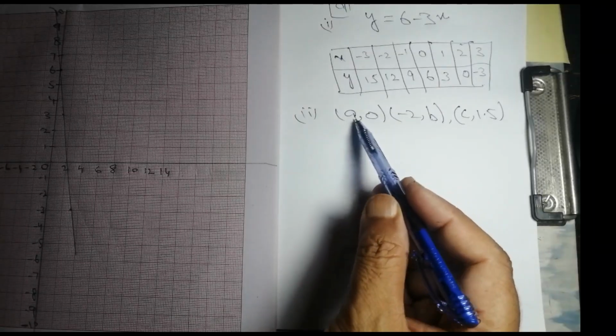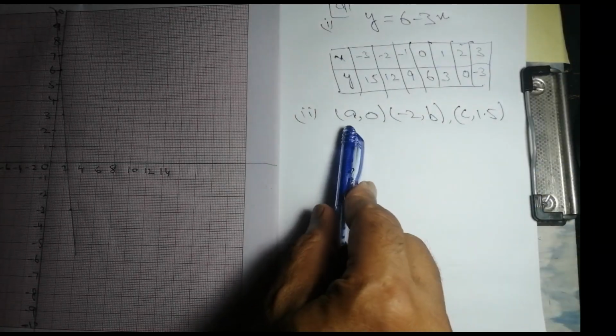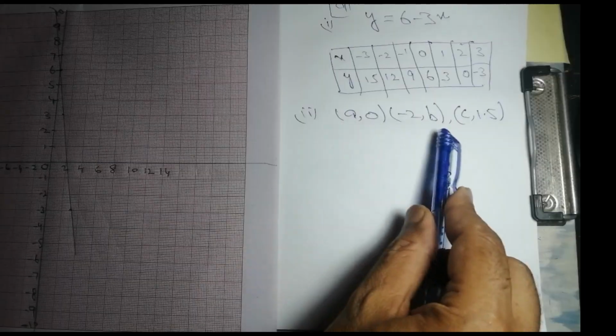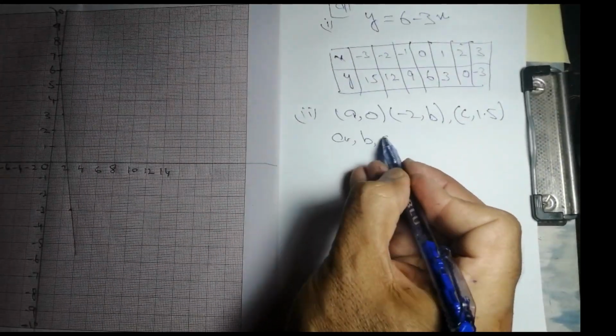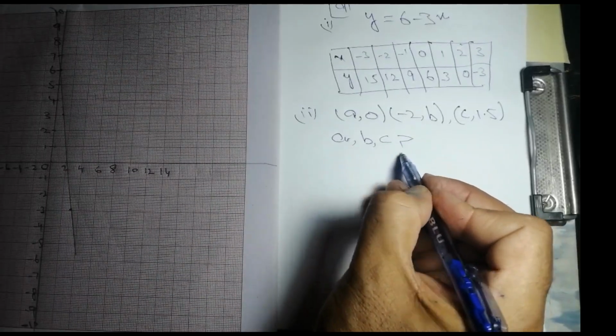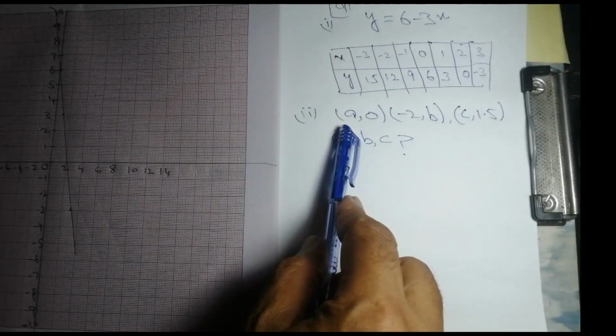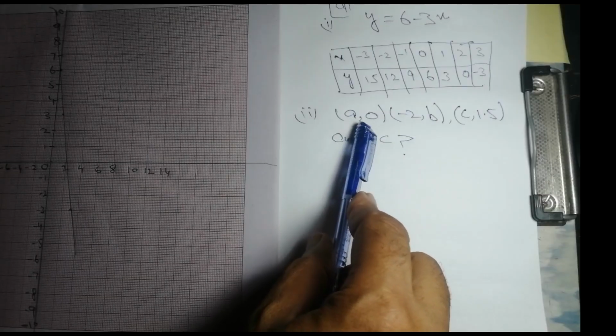Where will a, 0 be? A is unknown. We need to find the values of a, b, and c. So x is a and y is 0.